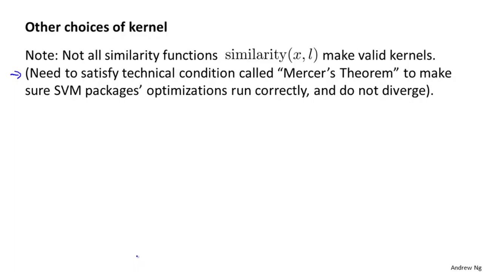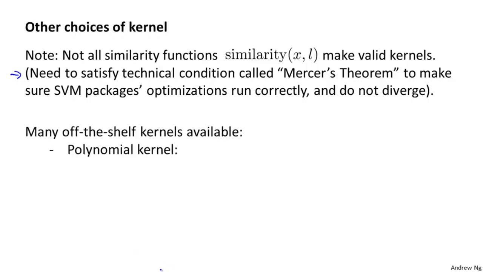So what most people end up doing is using either the linear or the Gaussian kernel. But there are a few other kernels that also satisfy Mercer's theorem and that you may run across other people using, although I personally end up using other kernels very, very rarely, if at all. Just to mention some of the other kernels that you may run across, one is the polynomial kernel, and for that, the similarity between x and L is defined as, there are a lot of options, I guess.